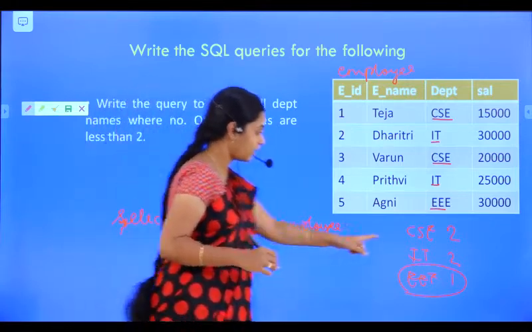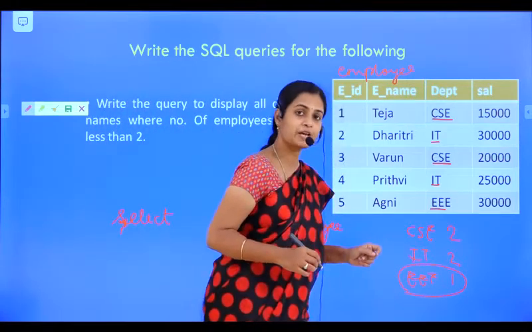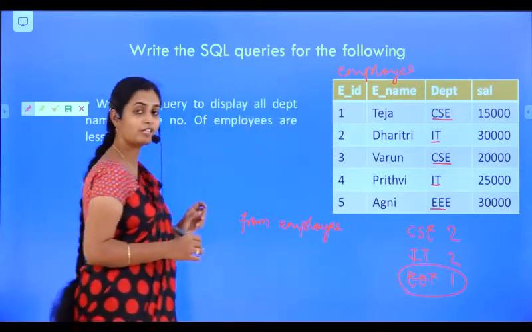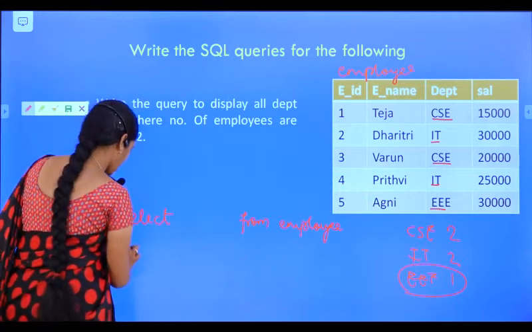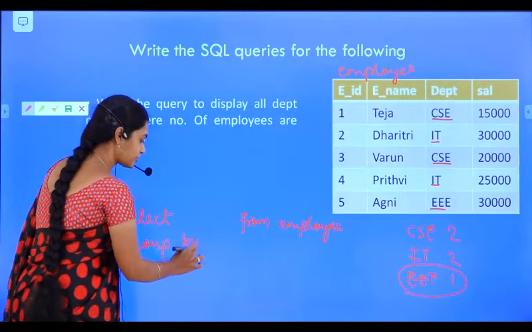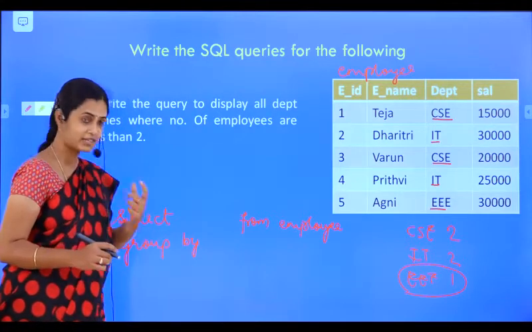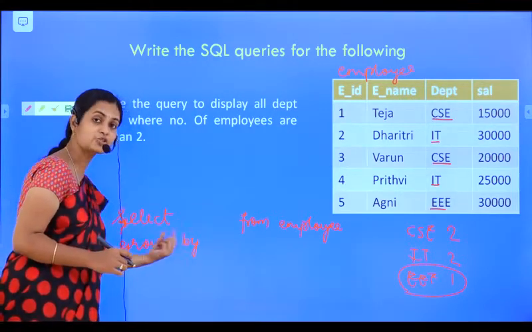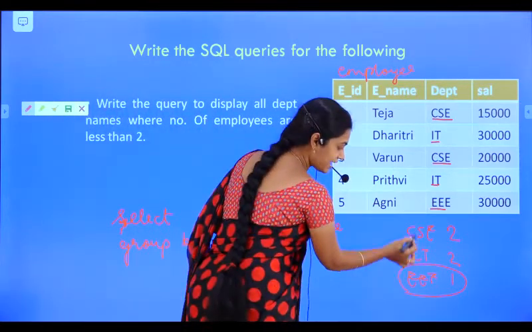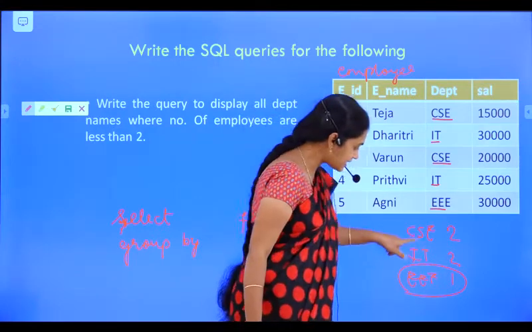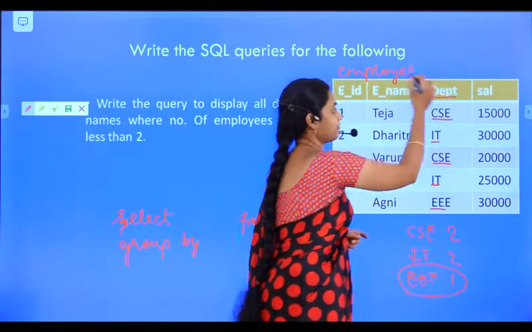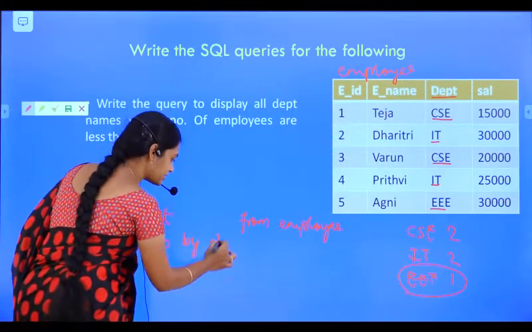Now how do we retrieve this group of tuples? If you want to retrieve a group of tuples, what clause do we have to use? You have the clause group by. This group by is not a single word; you need to separate these two words with a space. So what attribute do you have to use here? CSC, IT and EEE, these values all belong to what? Department. So I will use department.